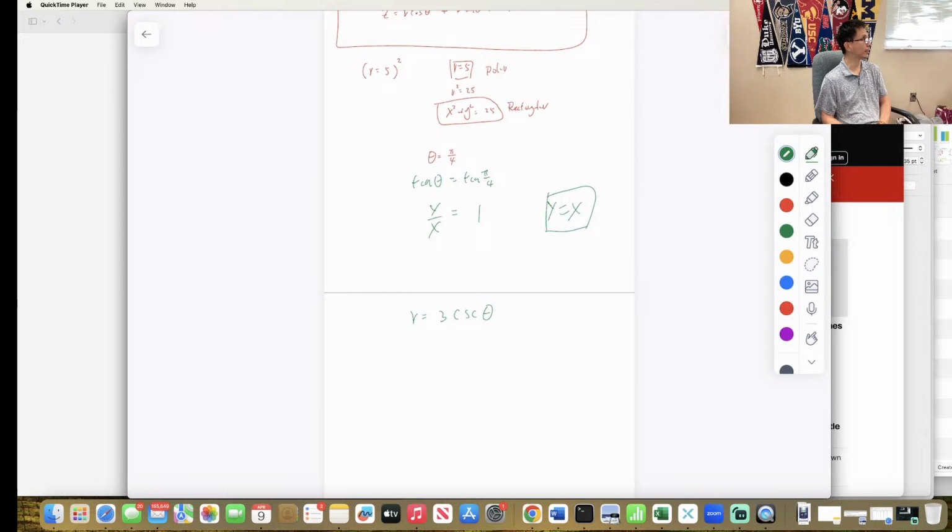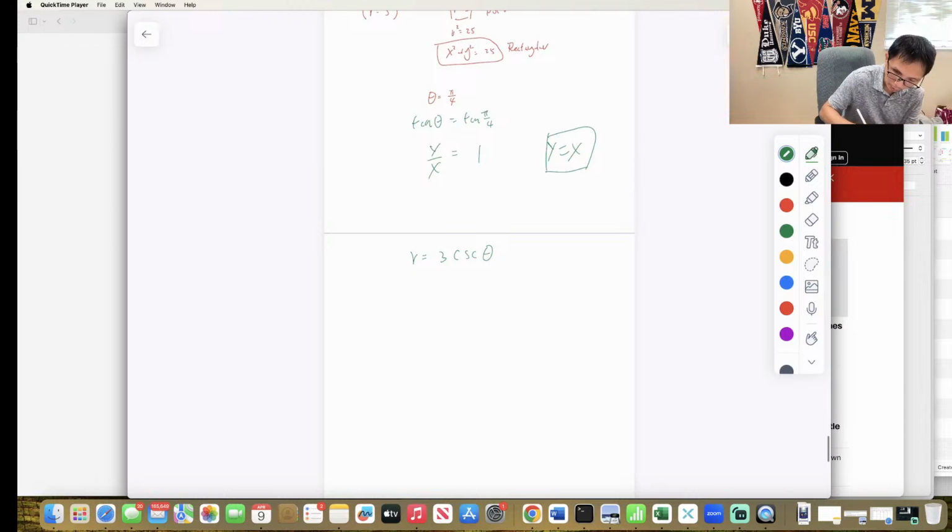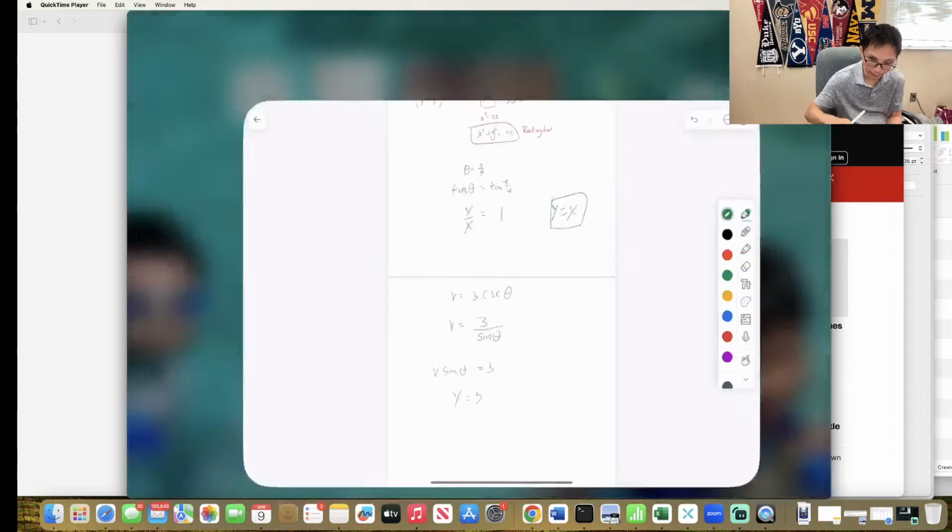Any good idea I can convert this to x and y? Yes. Convert to sine. You are really smart. Why? Because r equals 3 sine theta. Does that make sense? Can I move the sine theta to the other side? And what is r sine theta? y equals 3.